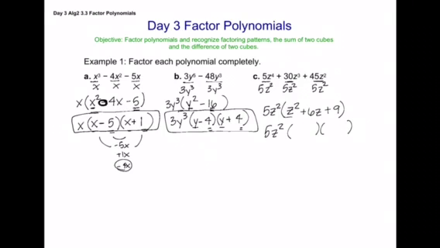I know that my first two terms have to be z's. I recognize that 9 is a perfect square. 3 times 3 is 9. I need all positive, so these both must be positive. And because it's a perfect square trinomial, 3z plus 3z equals 6z, and I have factored this polynomial completely.